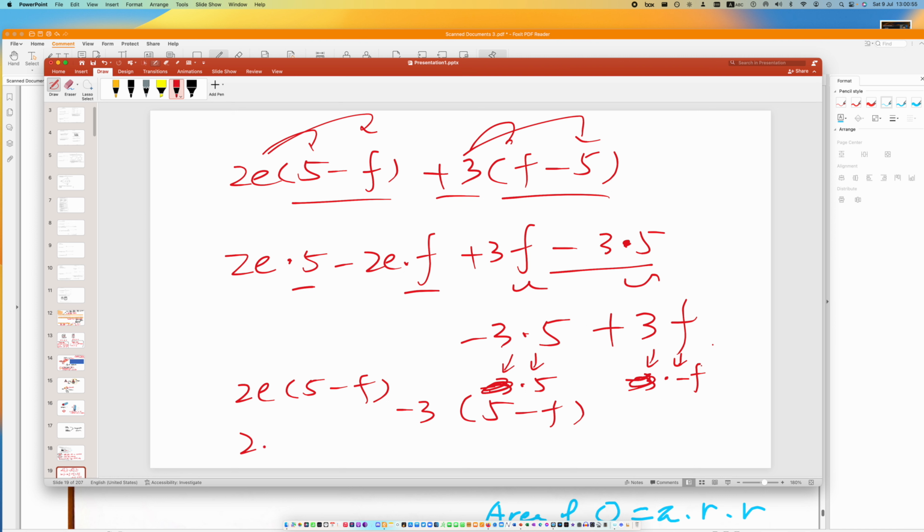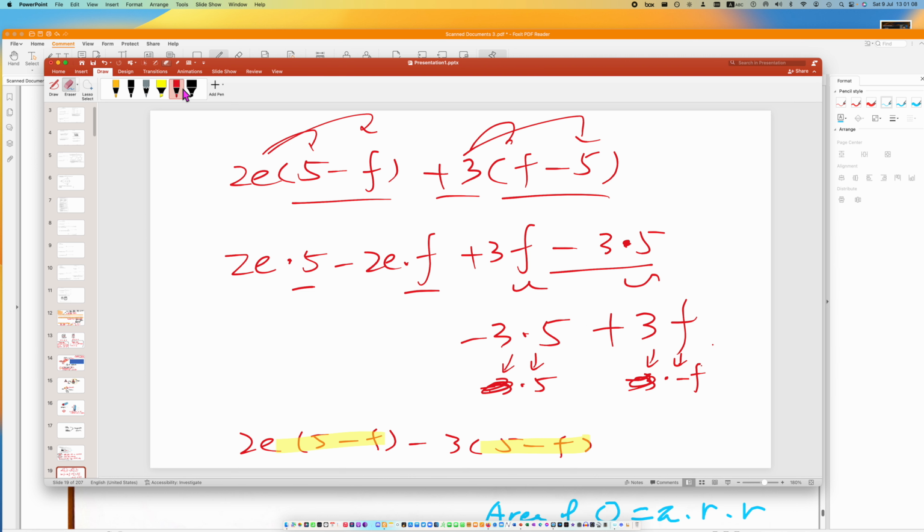Can you see? 2E times 5 minus F, minus 3 times 5 minus F. Can you see that you have a common factor? Then just take out: 2E minus 3. This is a very common question. If you see 5 minus F, F minus 5, you need to expand, rearrange.